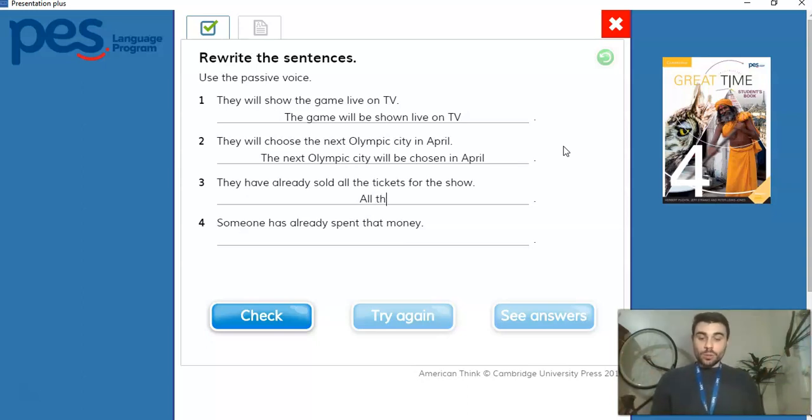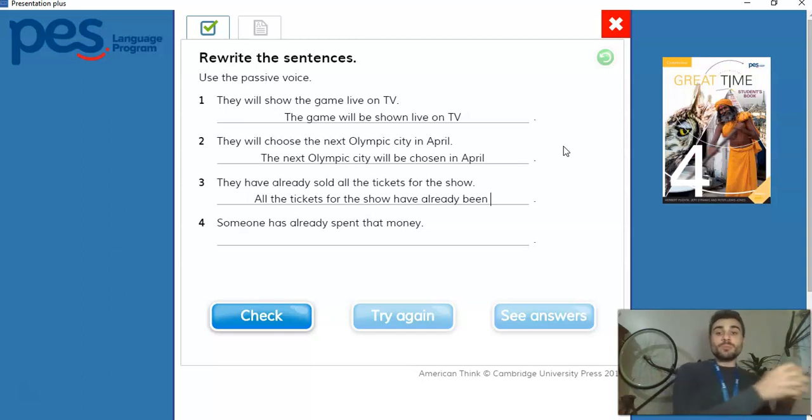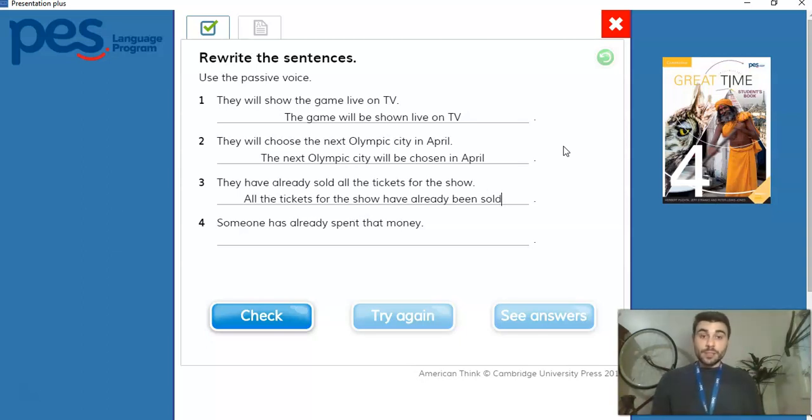So all the tickets for the show have, because it's present perfect, already, because it's in the sentence, and now the passive. Because I am using have, I need to agree the passive with the present perfect. So all the tickets for the show have already been, because it's the past participle of the verb to be for the passive. And now I need to put the past participle of the verb of the sentence, right? To complete the passive idea. So all the tickets for the show have already been sold.